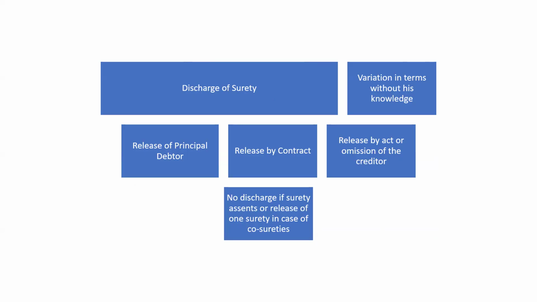There is a concept of discharge of surety. Discharge कब हो जाता है surety? When there is a variation in terms of the contract without his knowledge. ठीक है. Or if there is a release of the principal debtor, then the surety is also discharged. There may be release by contract also, release by act or omission of the creditor. But there is no discharge if the surety assents, or release of one surety does not result in discharge of the co-surety.